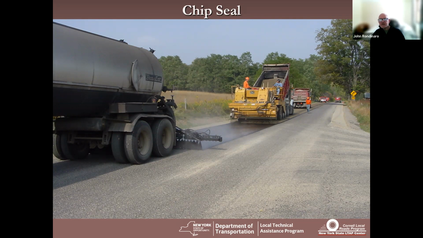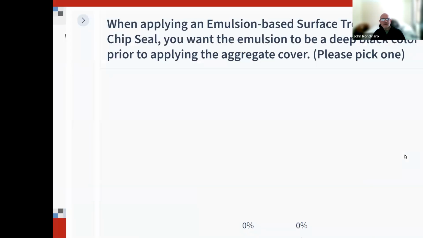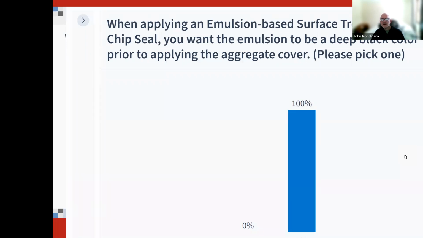And then last but not least, you've got your trucks backed and stacked. You don't want to be stopping your operation. You want to make sure you've got more than enough trucks to keep feeding that aggregate spreader. So when you're applying an emulsion-based surface treatment like a chip seal, you want the emulsion to be a deep black-brown color prior to applying the aggregate cover. Yes or no?